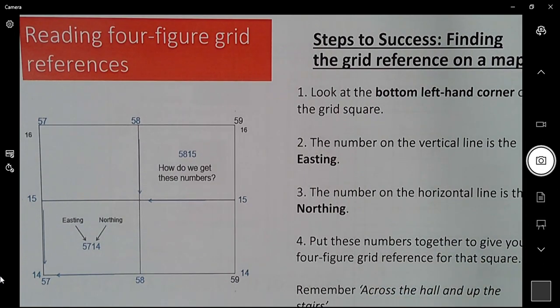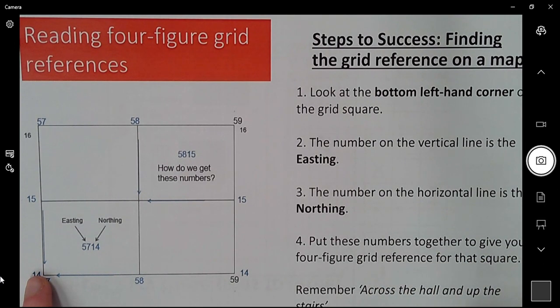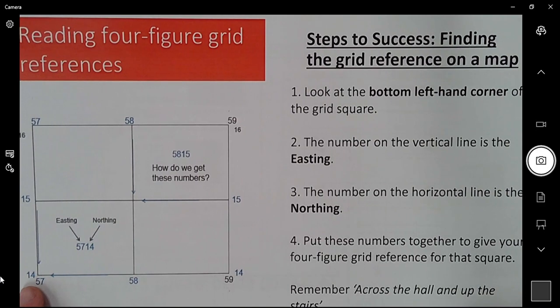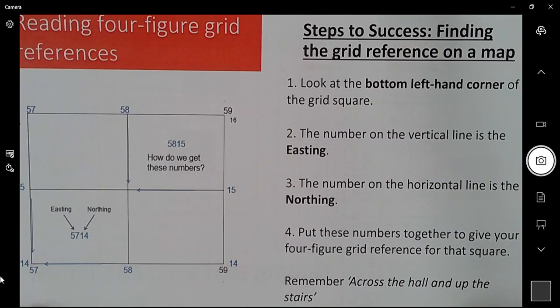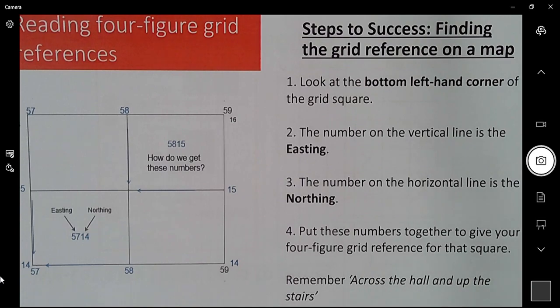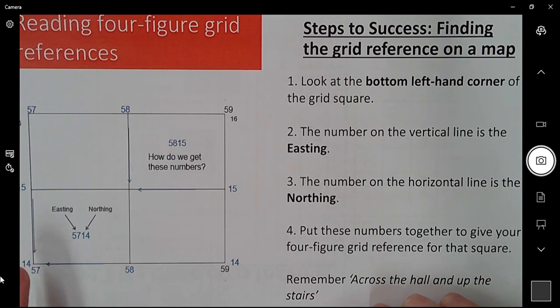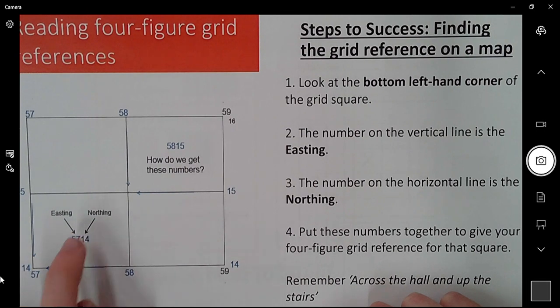So that's step 1. You look at the bottom left hand corner and you look at what's the easting and the northing. Then you put these 2 numbers together to create a grid reference for that square. Now there is a way of remembering this so you don't get the numbers confused or what goes first. Think of across the hall and up the stairs. My turn. Across the hall and up the stairs. Your turn? Good. So I went across the hall for this square, got 57. I went up and it was 14.